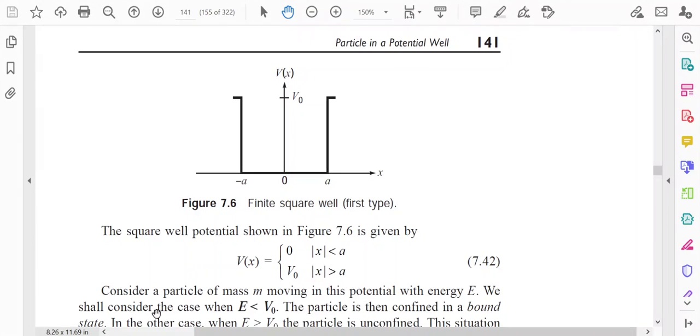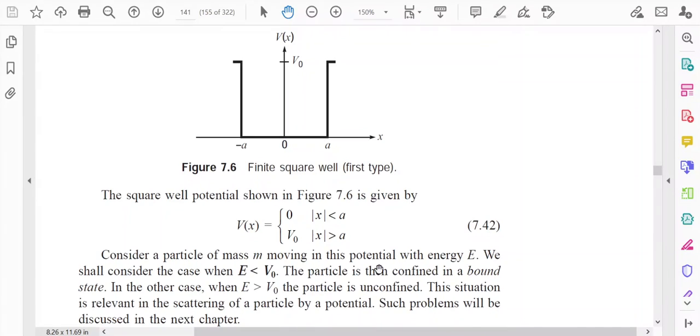Now, let us consider that a particle of mass m is moving in this potential with the energy E. So, the energy of the particle in this well is E, and we shall consider the case when E is less than V0. If the value of the energy is less than V0, then the particle is confined in a bound state, confined to the well.